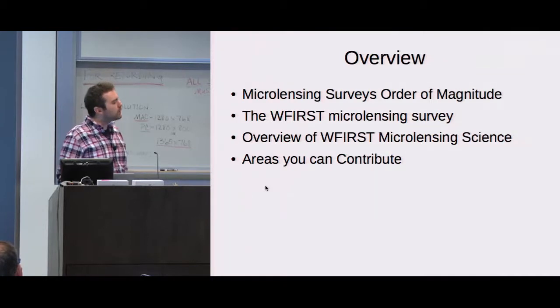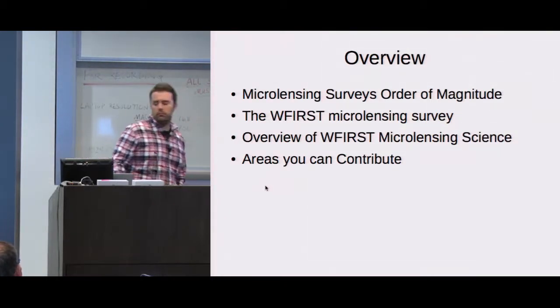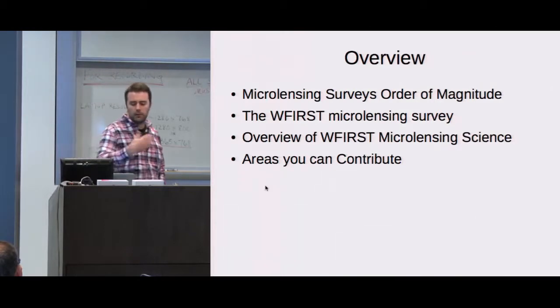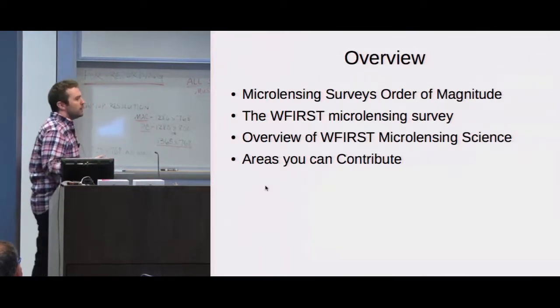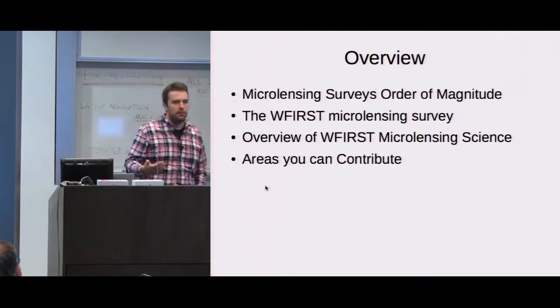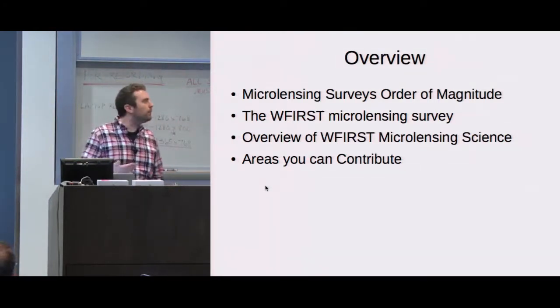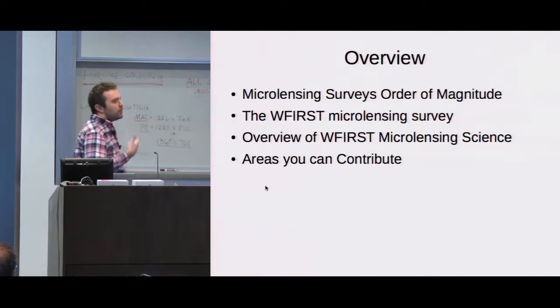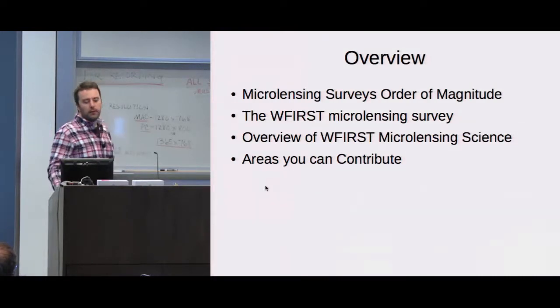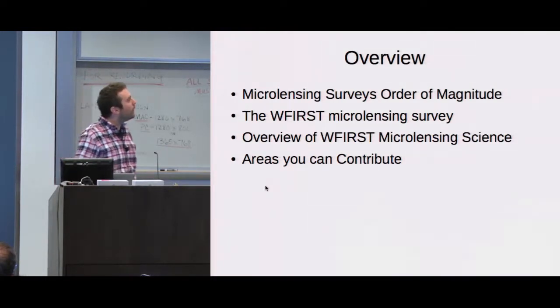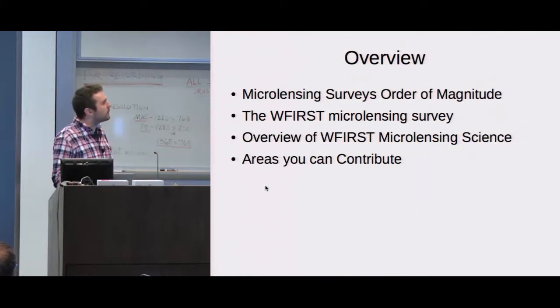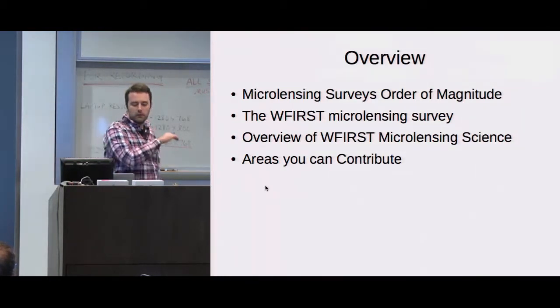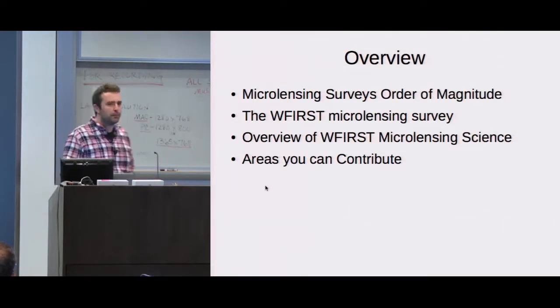So I'm going to go through the outline of my talk. I'm going to spend a fair bit of time just doing an order of magnitude estimate of how you would design a microlensing survey, either from the ground or from space, to look for planets. Once I've done that, I'll go on to describe the WFIRST survey itself and the science that you might do with that. And then at the end, if I have time, I'll point out some projects that anyone in the audience might be able to work on, but we haven't really looked at yet.